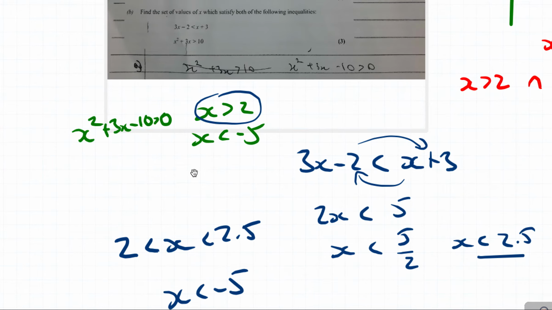Again, if you want to test this out, then you can plug, for example, x equals minus 10 into the equations. So 3 times minus 10 minus 2 is equal to minus 32, and that's less than minus 10 plus 3, which is minus 7. And then you can plug that into your second equation as well to get your answer. But essentially this is the set of answers that you needed for your results.